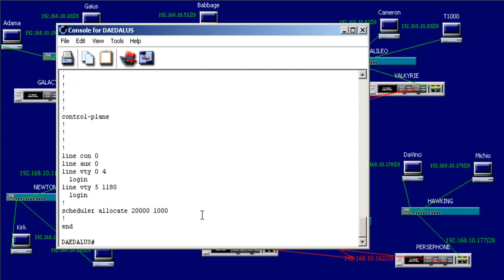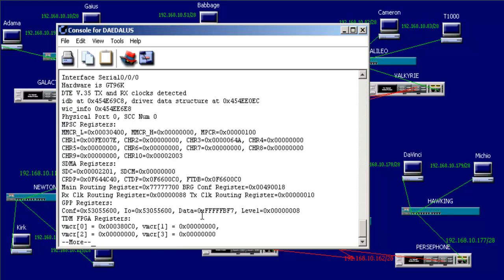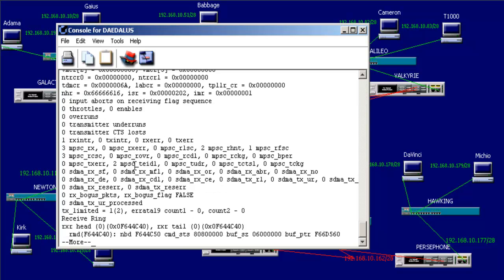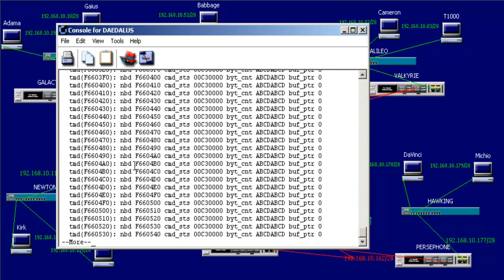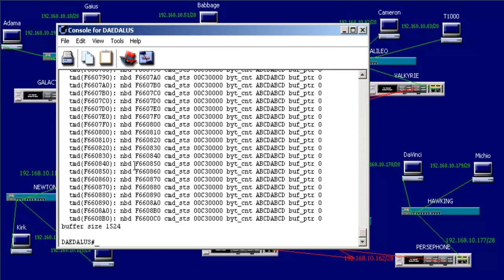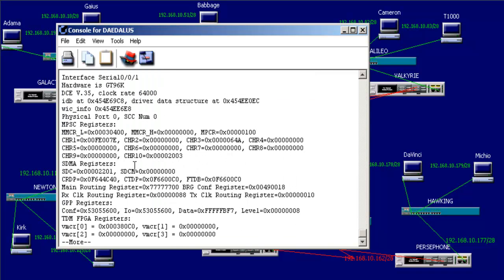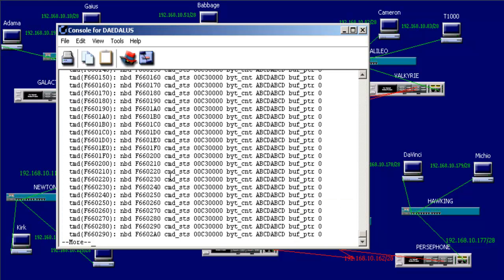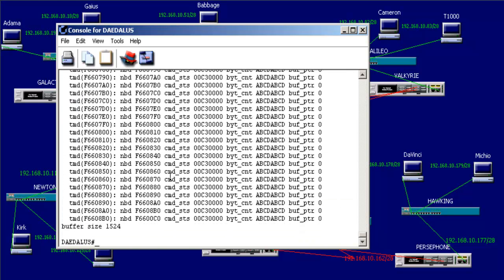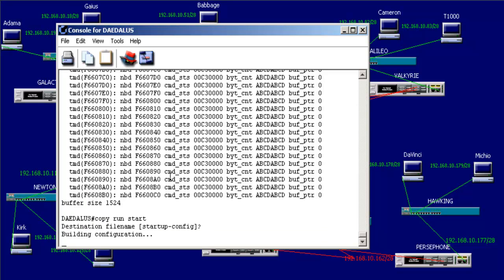And by the way, don't forget while we're here, the show controllers command. Remember that will give you the DTE or DCE status of each of your connections, and you'll need that. Remember you've got to set the clock rate on the right connections and the bandwidth. So depending on if it's DCE, you need to set the clock rate. If it's DTE, you don't have to worry about it. Just remember that. So let's do a copy run start, and we just have one router left to go.